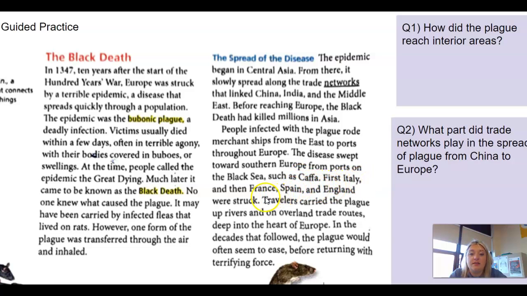First Italy, and then France, Spain, and England were struck. Travelers carried the plague up rivers and on overland trade routes, deep into the heart of Europe. In the decades that followed, the plague would often seem to ease before returning with terrifying force. So we see this ebb and flow.